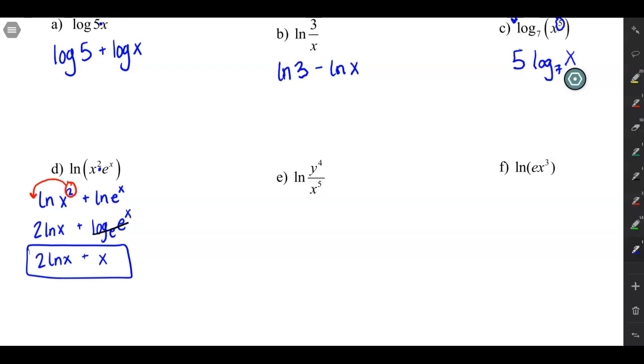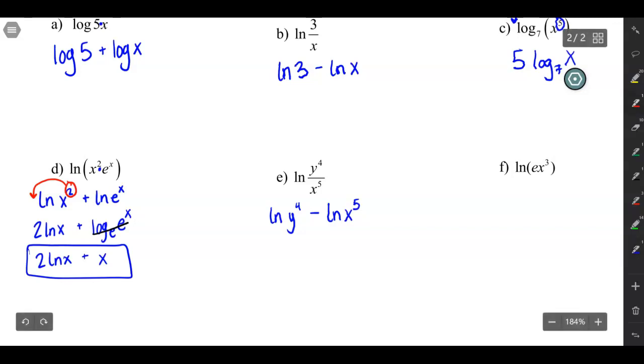Okay, let's look at the next one. The natural log of y to the 4th over x to the 5th. So I'm going to start by using the quotient rule to separate this into the ln of y to the 4th minus the ln of x to the 5th. So now I've satisfied the idea that every variable has its own logarithm.